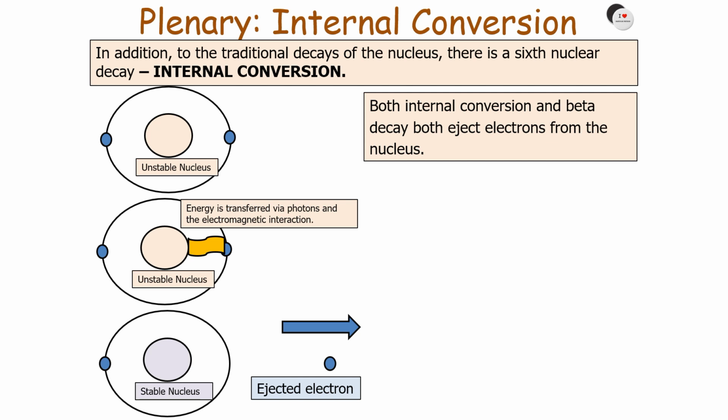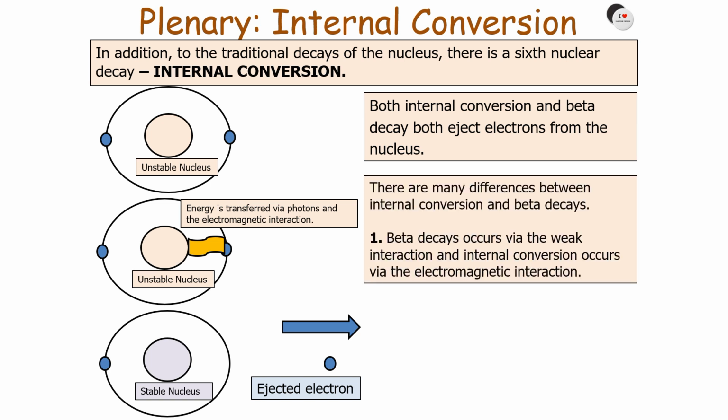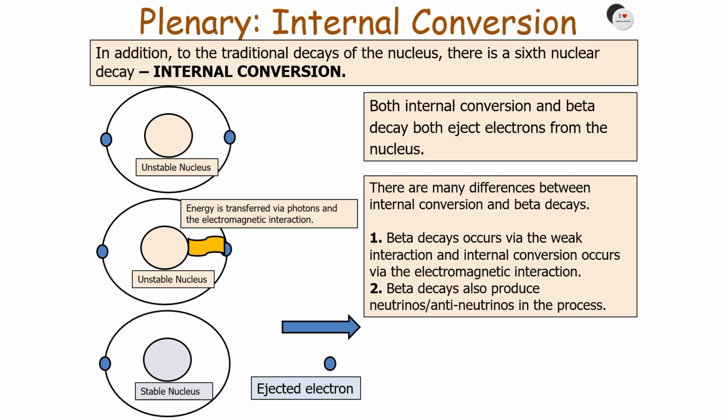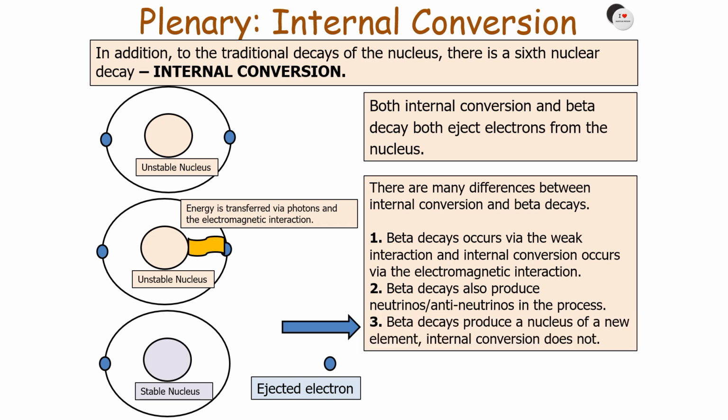Now, both internal conversion and beta decay will eject electrons, but there are differences between them. Firstly, beta decay occurs by the weak interaction, whilst internal conversion occurs by the electromagnetic interaction. Secondly, beta decays will also produce either neutrinos or antineutrinos in the process. And beta decay will also produce a nucleus of a new element, as you've changed a neutron to a proton or vice versa, but internal conversion does not.